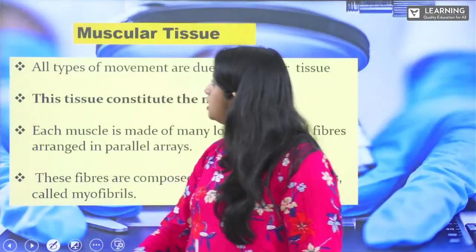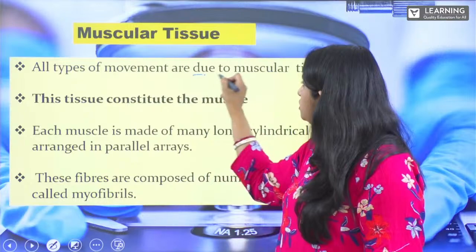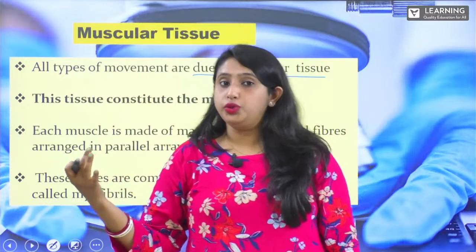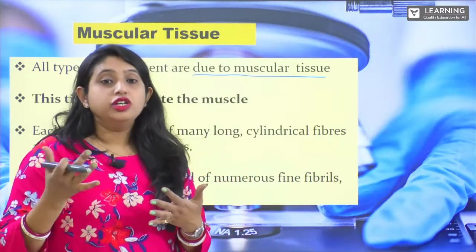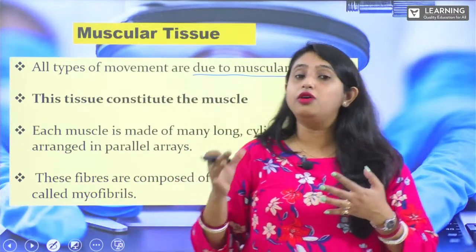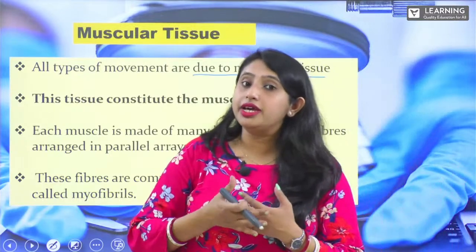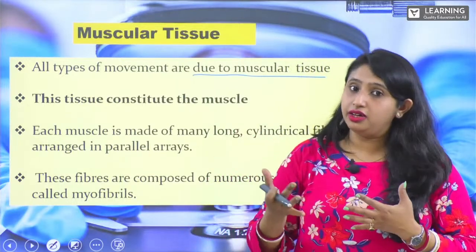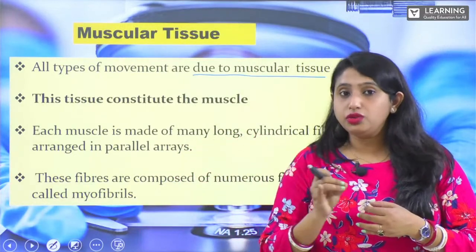Next, let us see what this muscular tissue is. You can write it down. All types of movement are due to the muscular tissue. As I have said, with every movement we do, whenever we do exercise also, our muscles get degenerated. Due to physical exercise, sometimes the muscles get torn also. So our muscles need protein. It is suggested that immediately after exercise, we should take protein supplements, or we should take egg, right? We should take milk, because our muscles get degenerated due to heavy exercise.